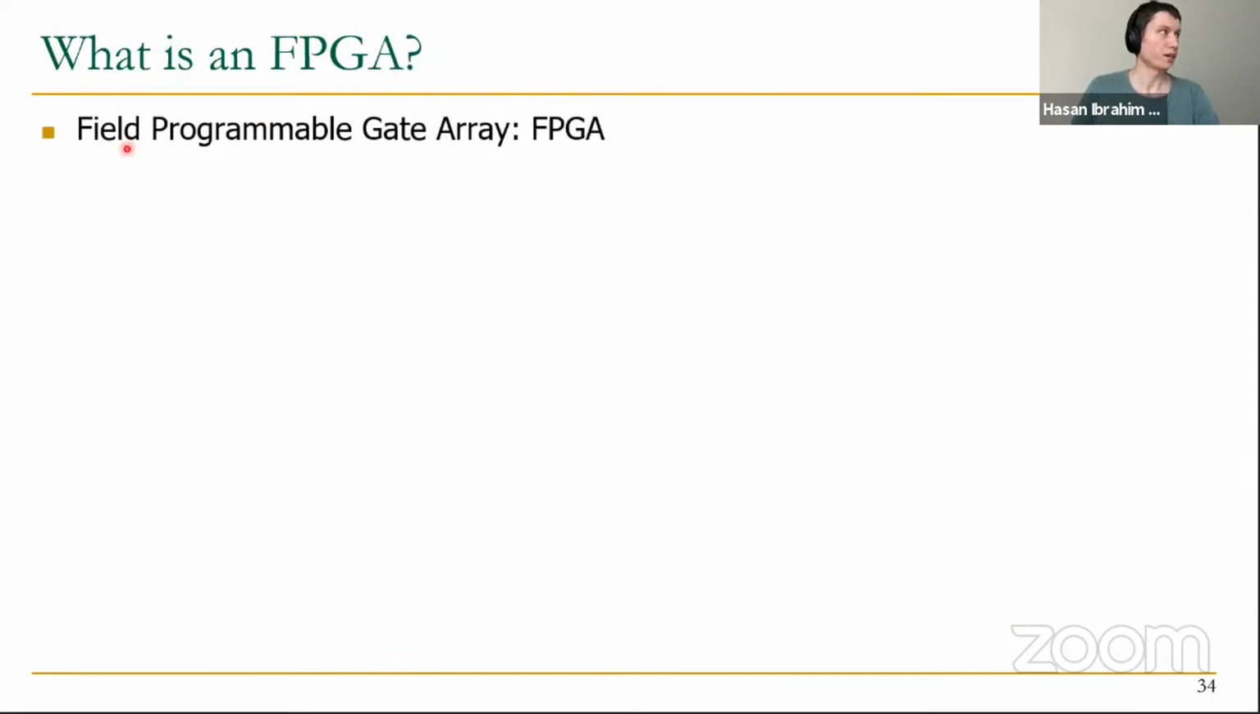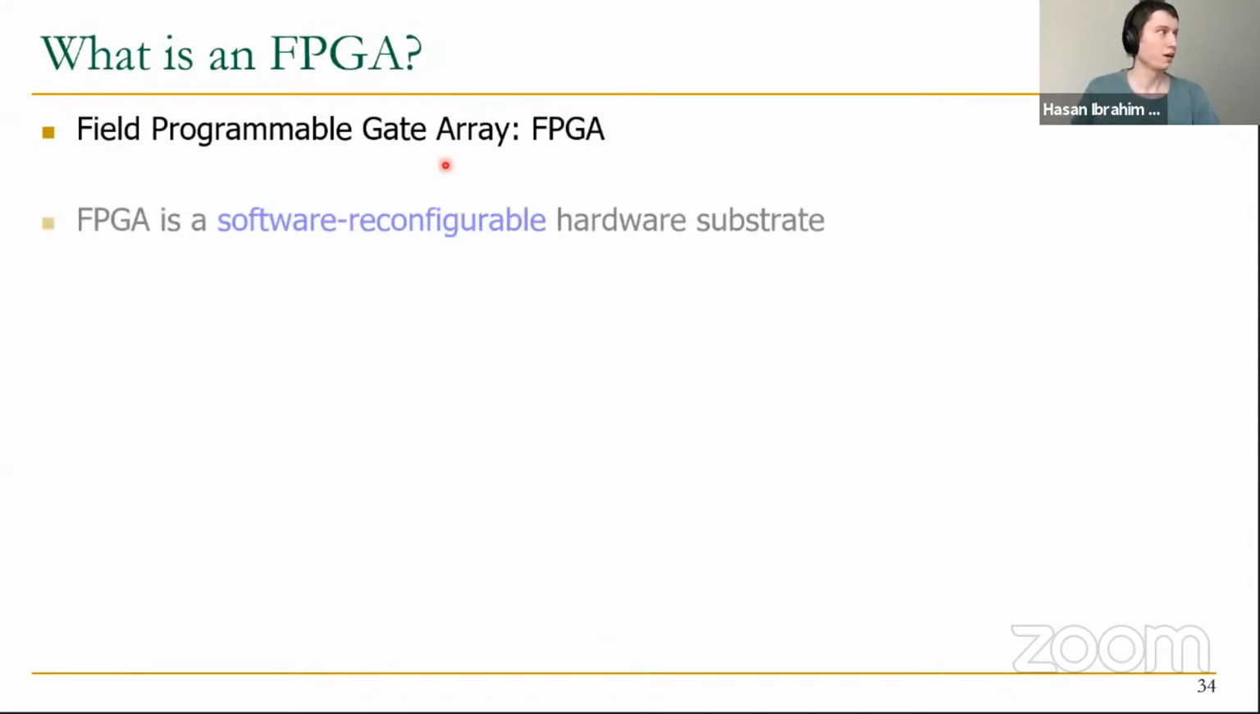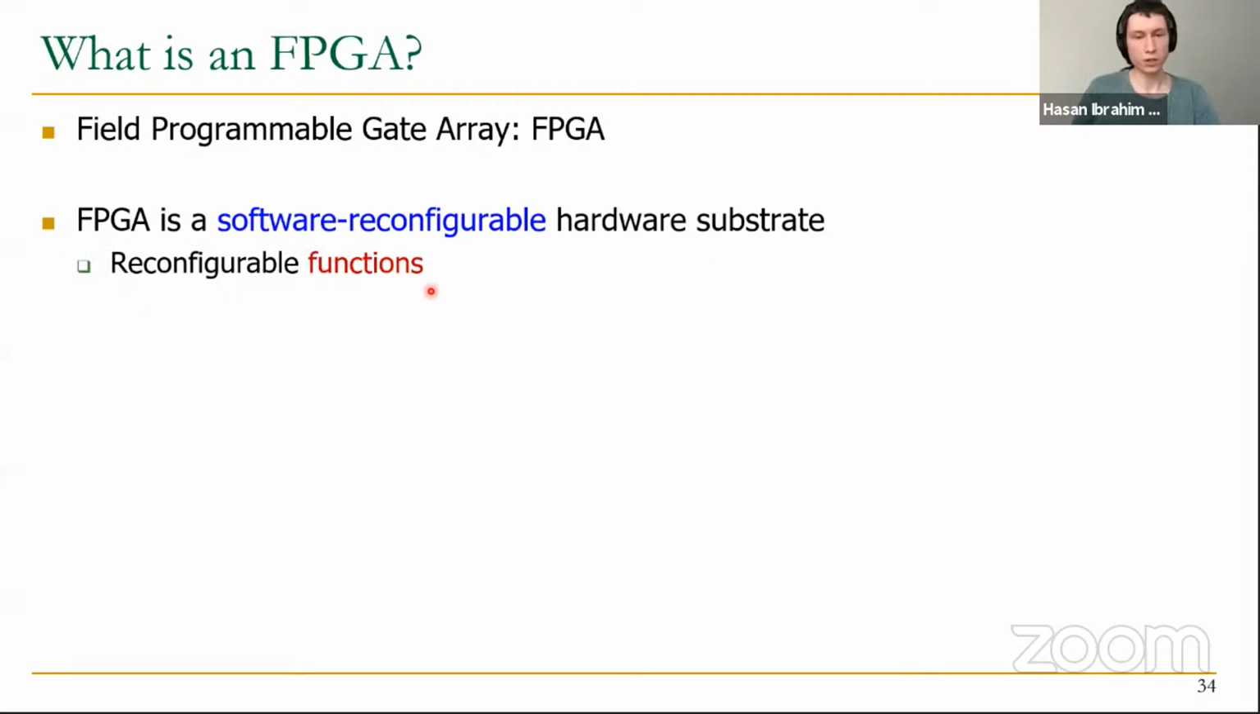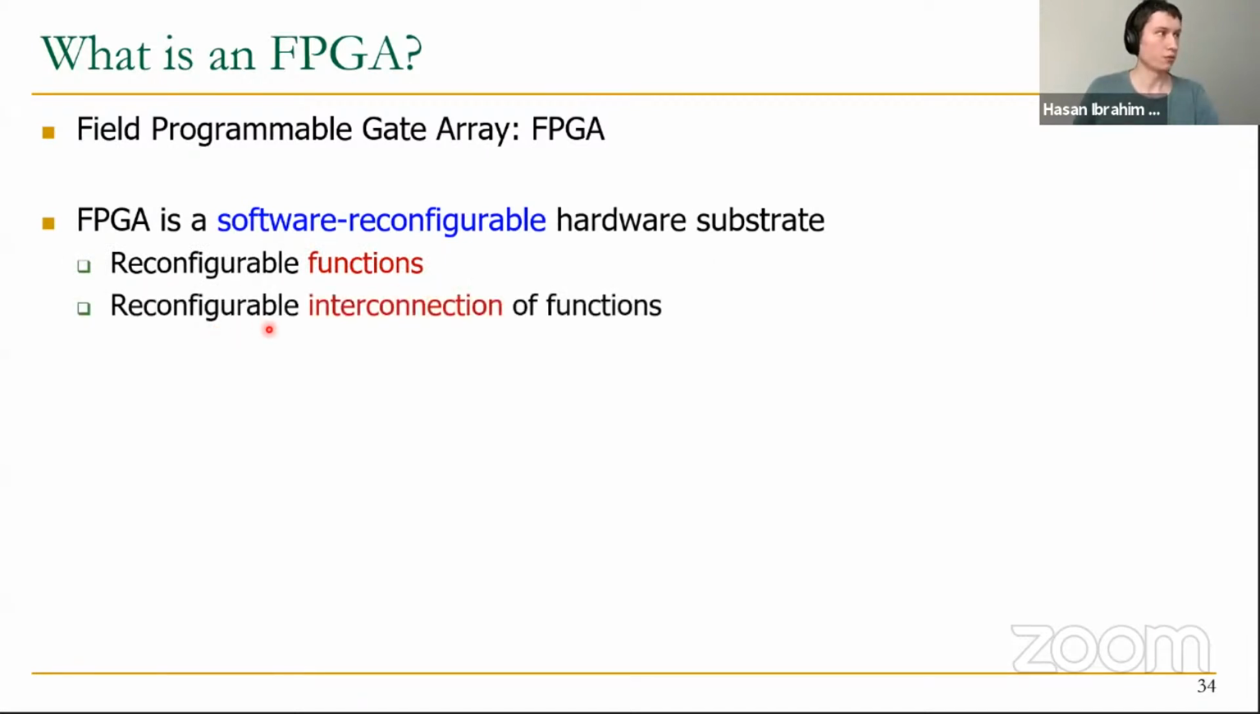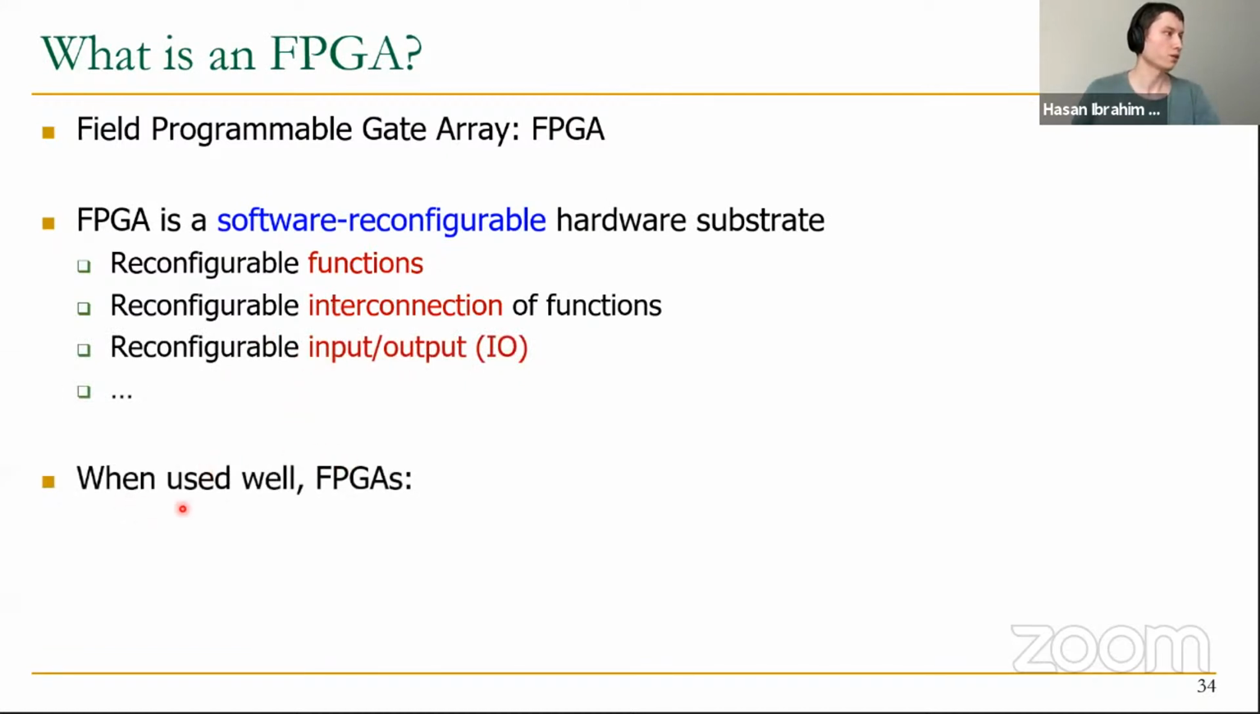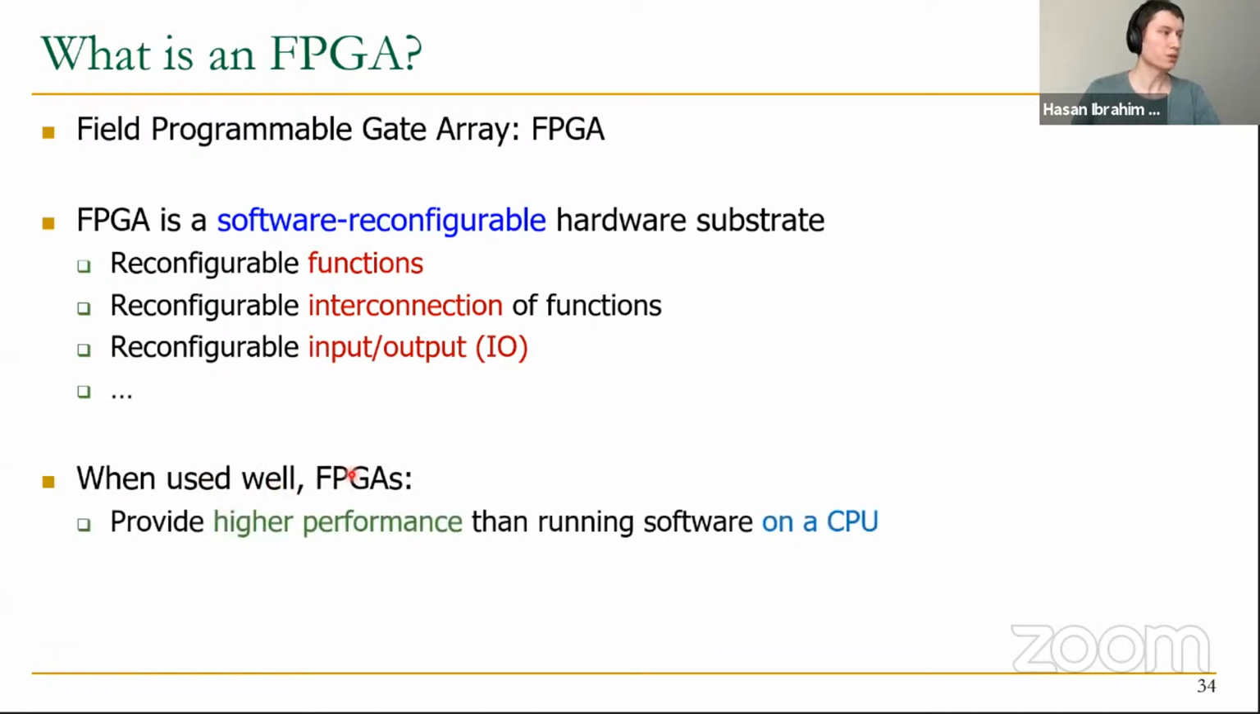Okay, so FPGA stands for Field Programmable Gate Array, and an FPGA is a software reconfigurable hardware substrate. It contains reconfigurable functions or logic blocks, and reconfigurable interconnections of these functions or logic blocks. Basically, this reconfiguration allows us to change how these function blocks are connected to each other, and there is also reconfigurable input and output. When used well, FPGAs have very big advantages.